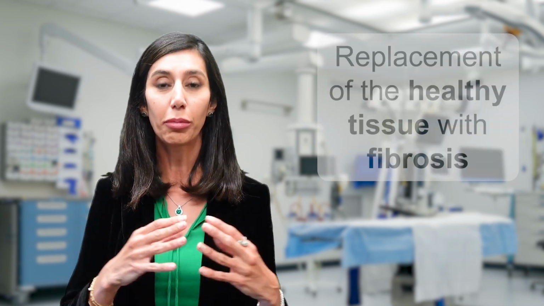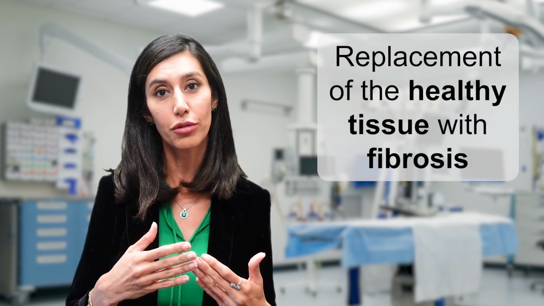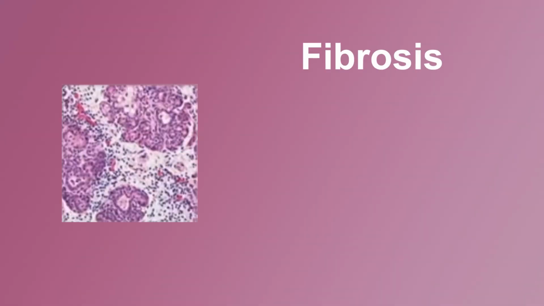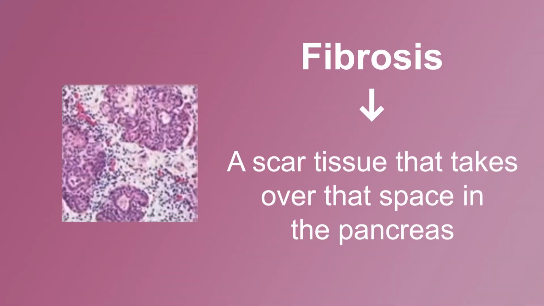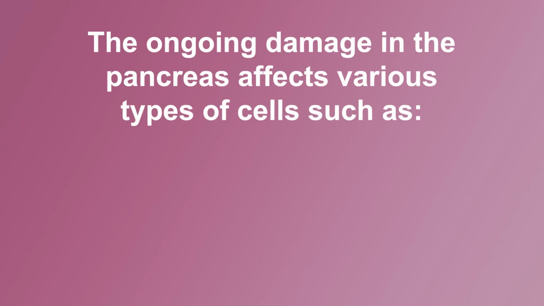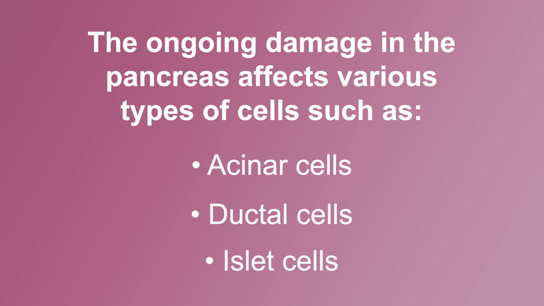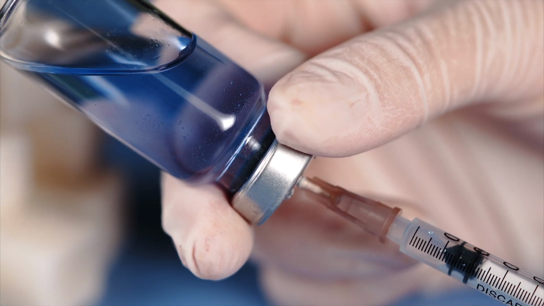So chronic pancreatitis is a chronic inflammatory condition, with inflammation over time. It would result in damage and destruction of the pancreas as an organ, and that could result in replacement of some of the healthy tissue with fibrosis. The fibrosis is basically a scar tissue that takes over that space in the pancreas. And the ongoing damage in the pancreas affects various types of cells, such as acinar cells, ductal cells, and even islet cells, which are responsible for producing insulin.